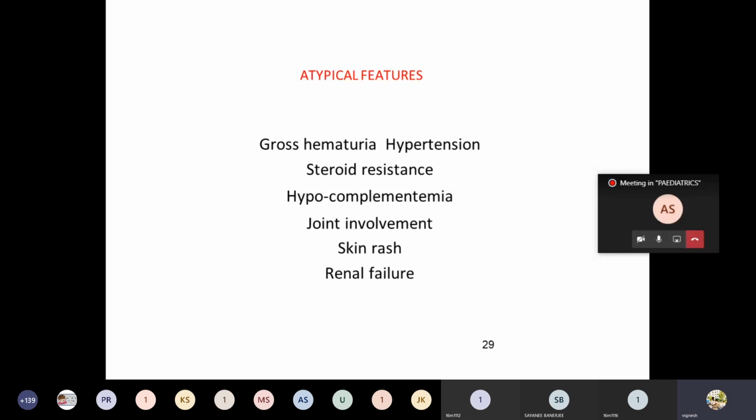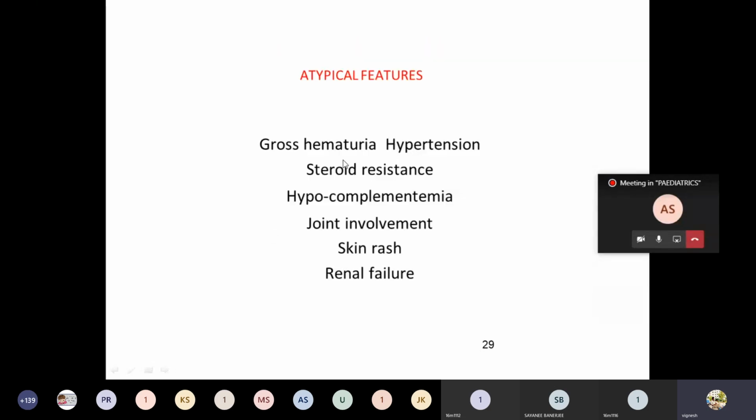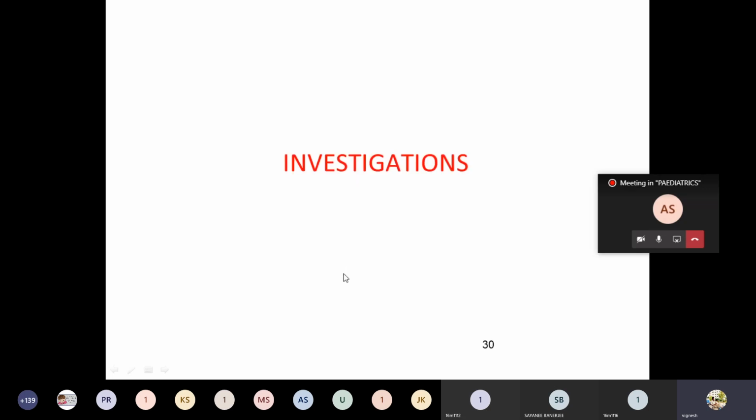Some of them, as I told, are typical and some are atypical. As you can see in the previous slide, hypertension is not seen in nephrotic syndrome. But in some atypical cases you will see hypertension, sometimes gross hematuria also, steroid-resistant cases, hypocomplementemia, which means, as I already said, the complement system will be inactive. There is joint involvement, sometimes skin rashes, and in the final stage they go into renal failure.